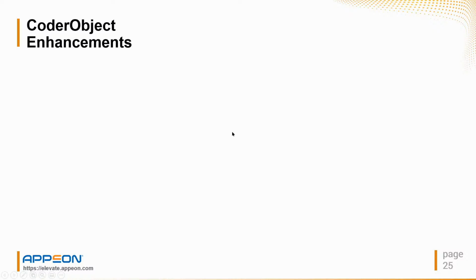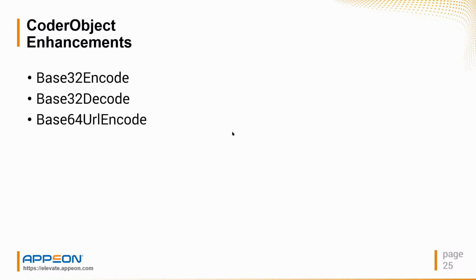Okay, now we're going to look at the CoderObject. This is what had, for example, base64 encoding in it. Base64 encoding is used a lot, but there are some cases, particularly one-time temporary passwords that are used for 2-factor authentication, where base 32 encoding is used. And so they added in R2 base 32 encoding and decoding functions.